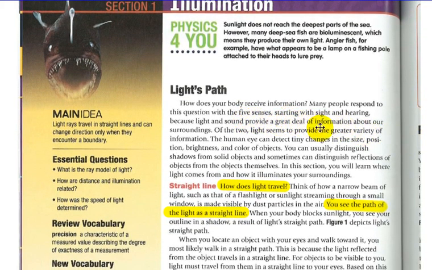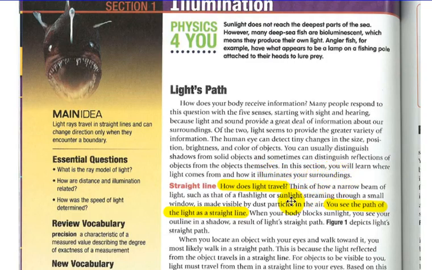How does your body receive information? Many people respond to this question with five senses, starting with sight and hearing, because light and sound provide a great deal of information about surroundings. Of the two, though, light seems to provide a greater variety of information. The human eye can detect tiny changes in the size, position, brightness, and color of objects. You can distinguish shadows from solid objects, and sometimes can distinguish reflections of objects from objects themselves.